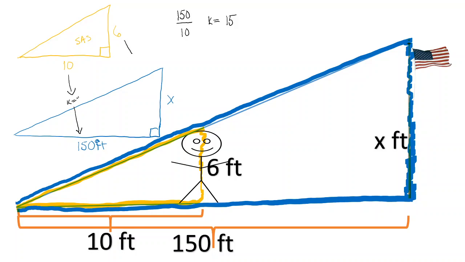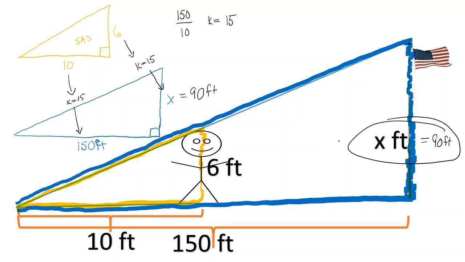K equals 15. So if we say K equals 15, that should help us find X. 6 times 15 equals 90. So that flagpole would be 90 feet high. I hope that makes sense to you and that you're grasping the concept. You can use either method on tonight's homework, and I encourage you to do whatever works for you.